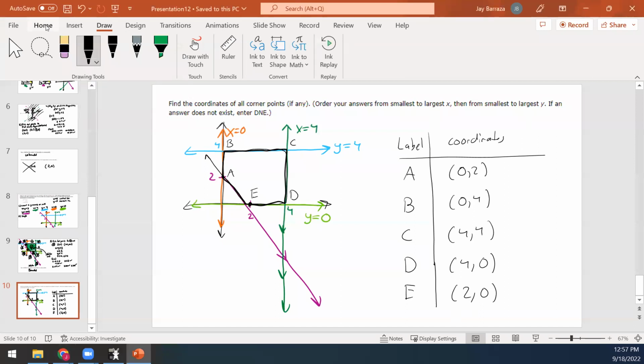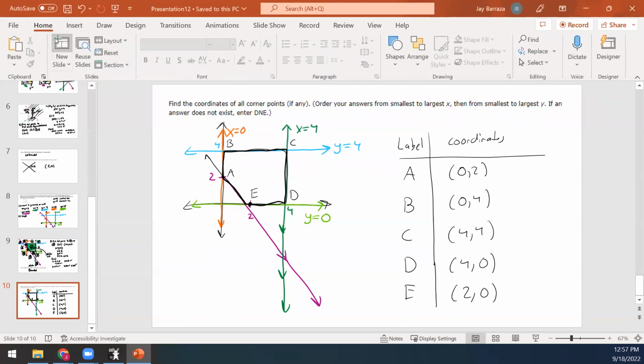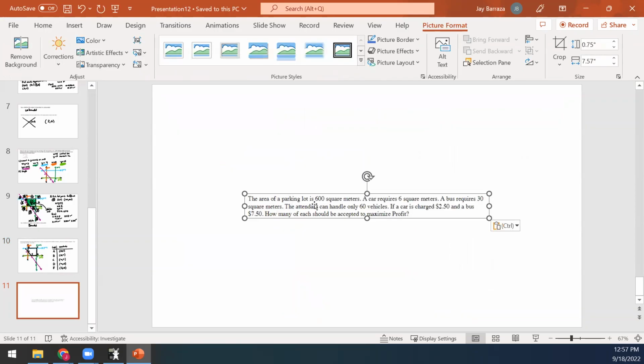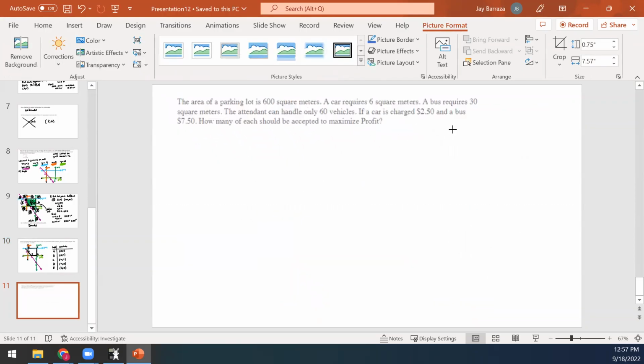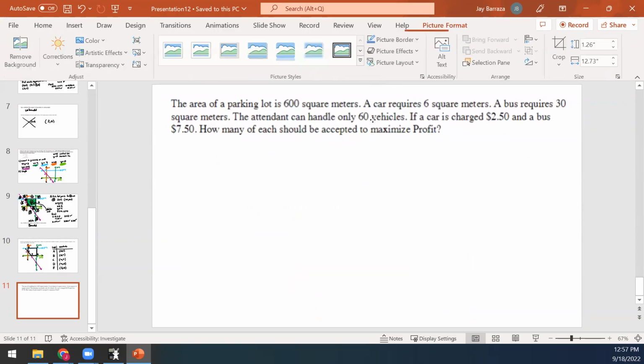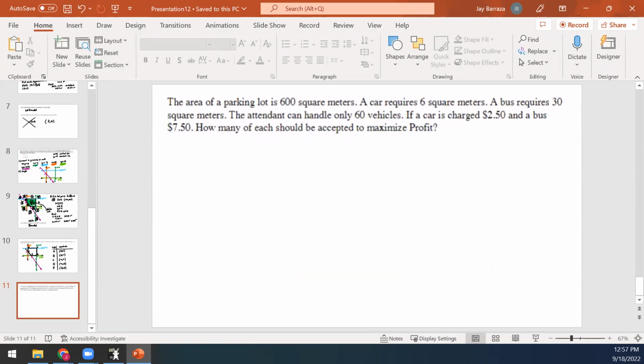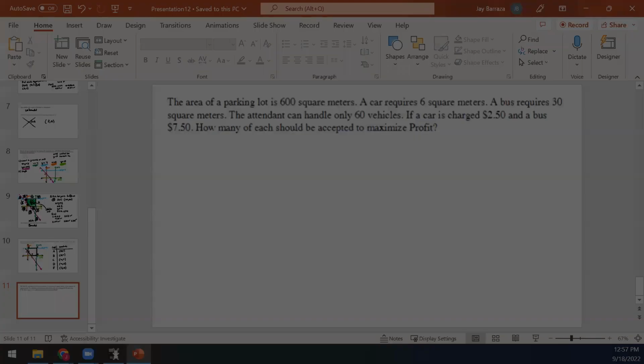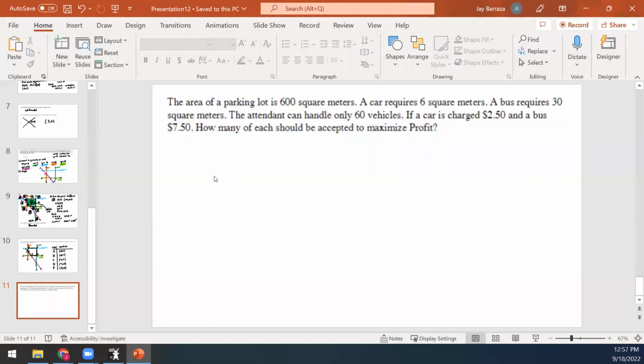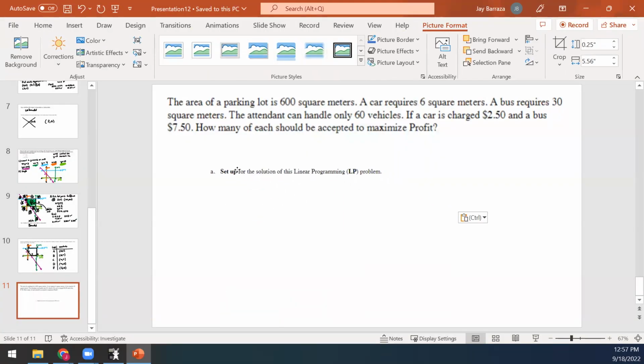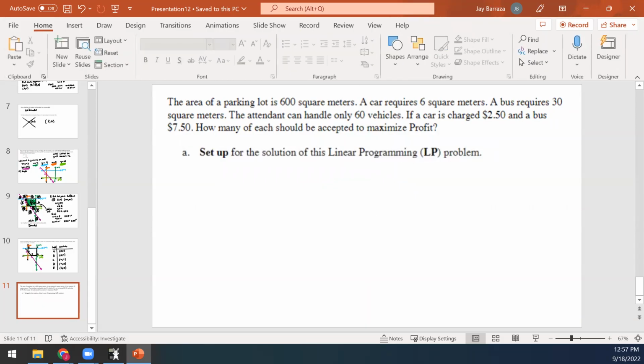All right, so new slide. So this is from the review. And we'll do the first part of the question like this. Set up for the solution of the linear programming problem. So the first thing we just need to practice is setup, right? So we want to set this up correctly.